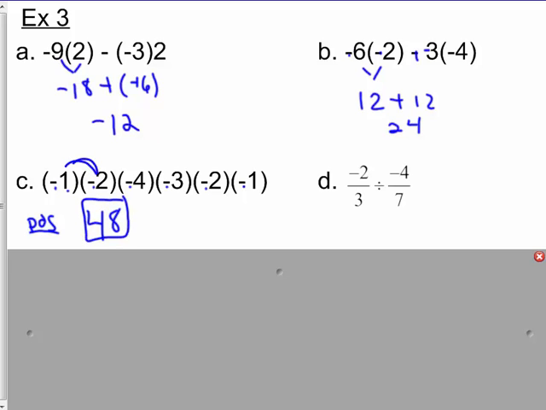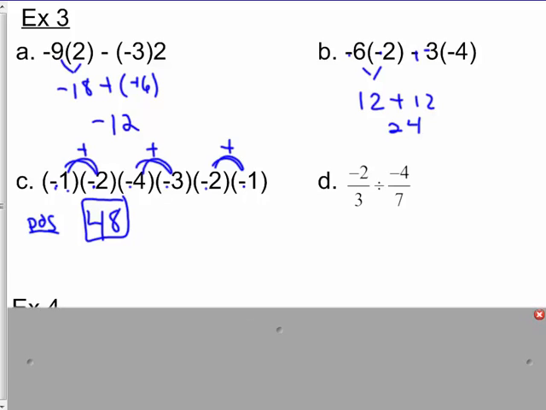Now, I could also look at it this way and think of it, okay, if just two numbers: a negative 1 times a negative 2 is a positive. Negative times a negative there is a positive. Negative times a negative there is a positive. So I'm really just multiplying those three positives together.